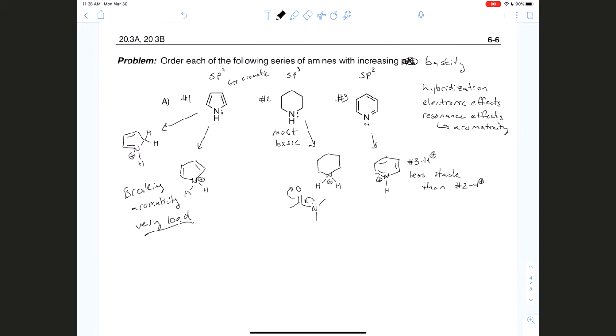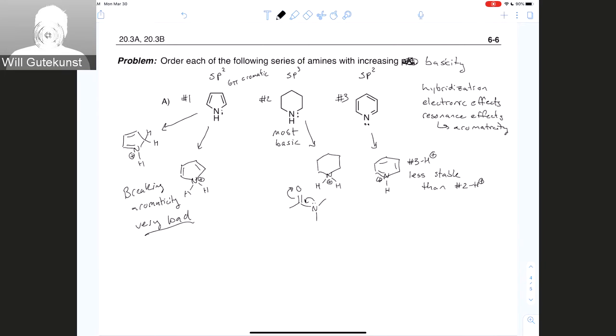And along the way, we also posted the pKa's of each of these conjugate acids for reference. And it shows that each of them are about an order of 5 pK units apart from each other, where this is about 0, the middle is around 11, and number 3 would be around 5 or so.